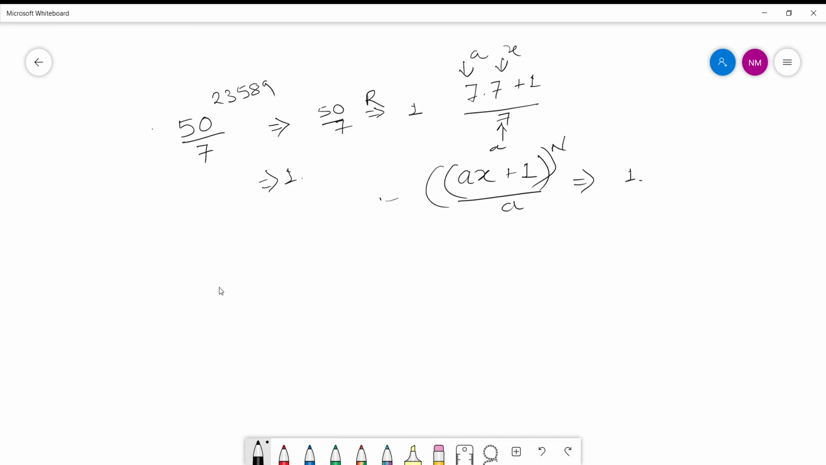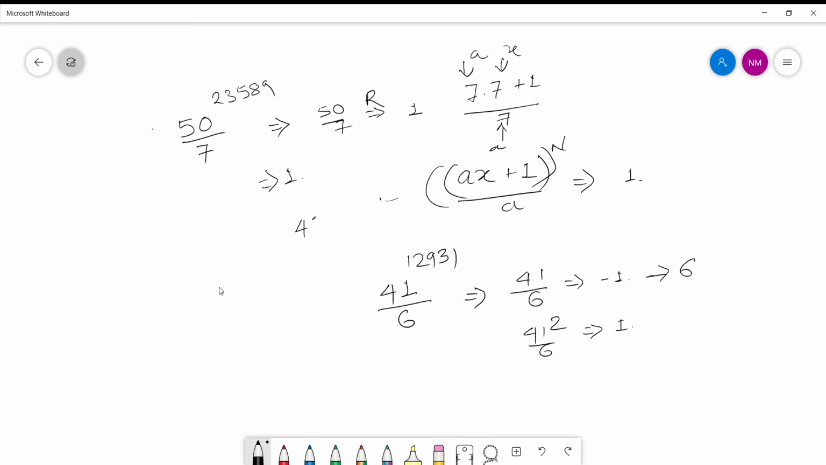Similarly, if I have a case wherein I have, so I'm going to start from here, 41 raised to the power 12931 divided by 6, okay, and I have to calculate this. So as always, I'll start with 41 upon 6, which is nothing but minus 1, right? Because 7 into 6 is 42, so my negative remainder is minus 1. And this will become 1. So I can see from here that any even number of this power will give me a remainder of 1. Any odd number of this power will give me a remainder of minus 1, which is 6, right?